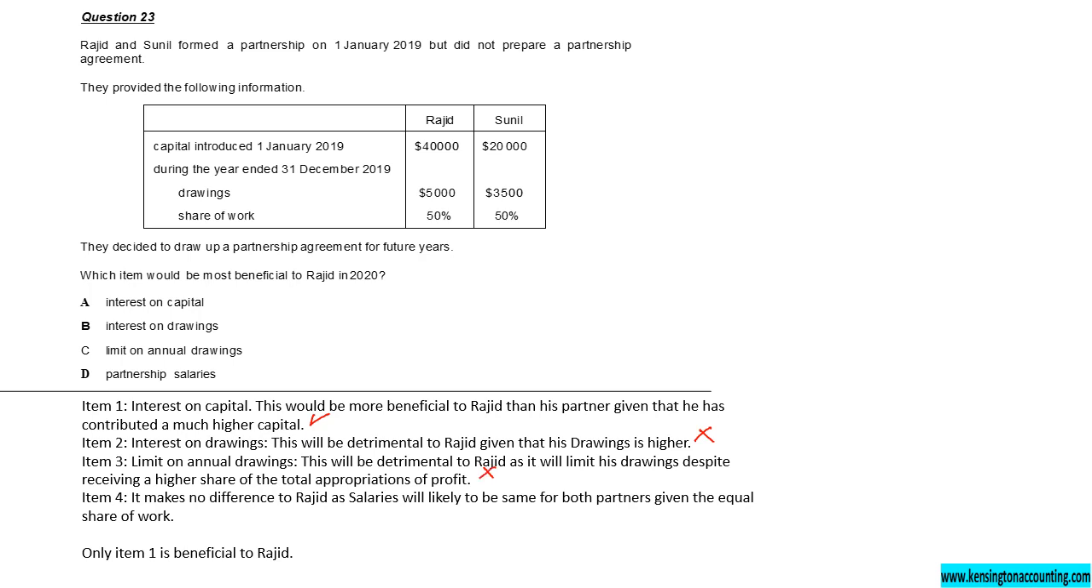Lastly, partnership salaries. Because both their share of work is 50-50, we assume that the salaries will be equal. Therefore, including a partner's salary of equal amount would not particularly benefit Rajit, as Sunil will also get the same amount. So it makes no difference really to him. Therefore, the only item which will benefit Rajit most will be item 1, that is interest on capital. Therefore, the answer should be A.